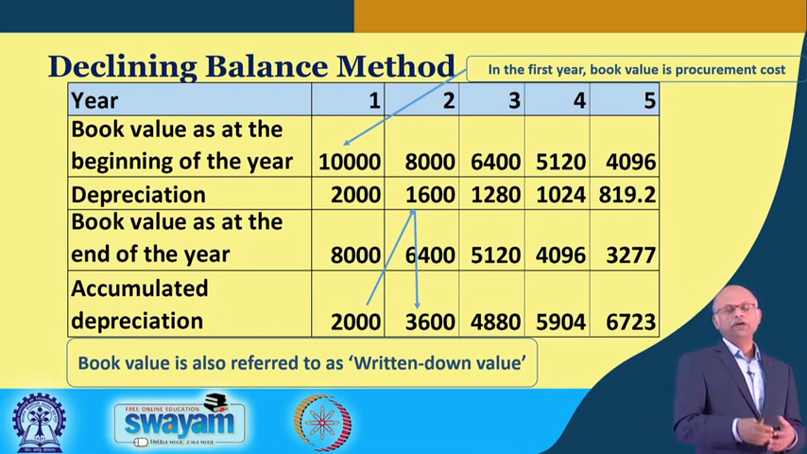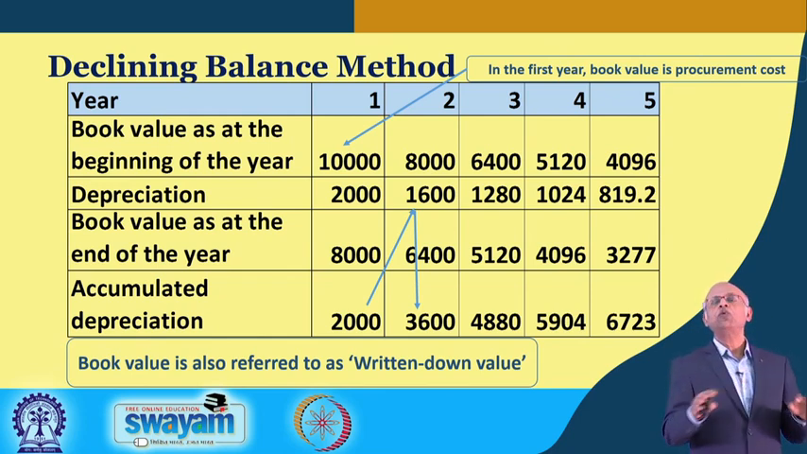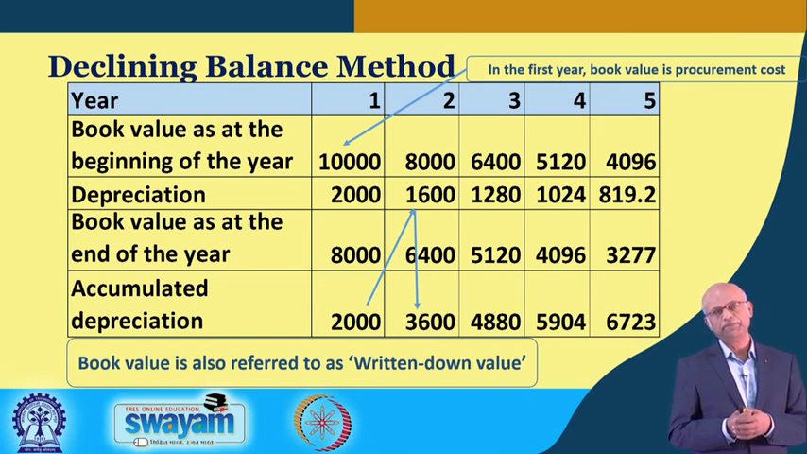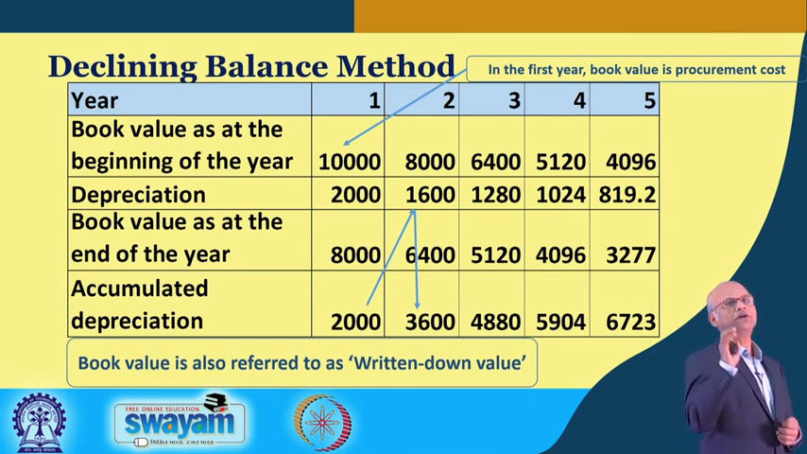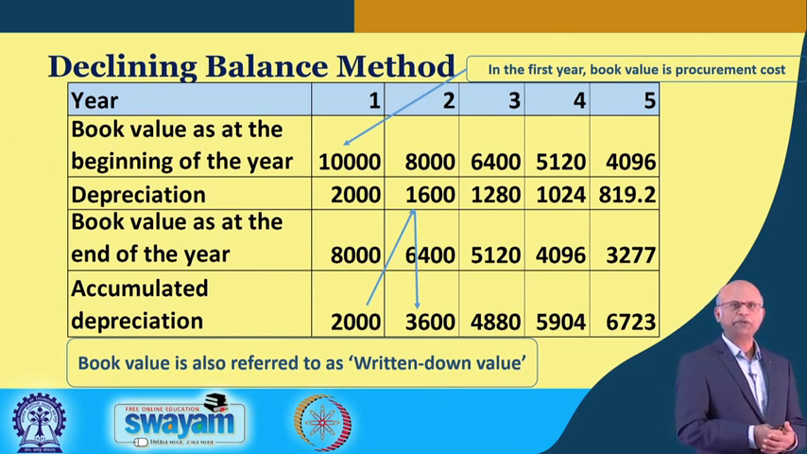Now, remember that for the declining balance method there is no salvage value concept. It is just a percentage of the opening book value. So, in the first year the opening book value is the procurement cost.